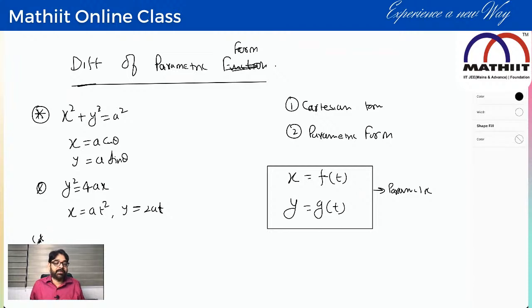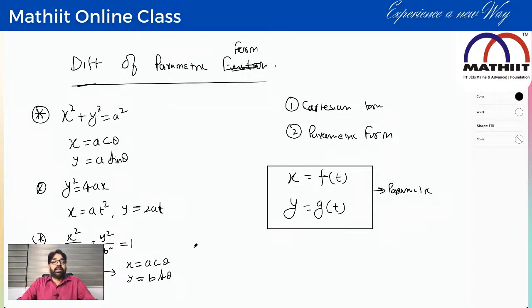When we say ellipse, the ellipse equation is x square by a square plus y square by b square equal to 1. This is the ellipse Cartesian form. If I want to write the parametric form, you just have to use a third variable. The parametric form is x equal to a cos theta and y equal to b sin theta. Like that, for every equation we can develop the parametric form, which you will understand when you study coordinate geometry.